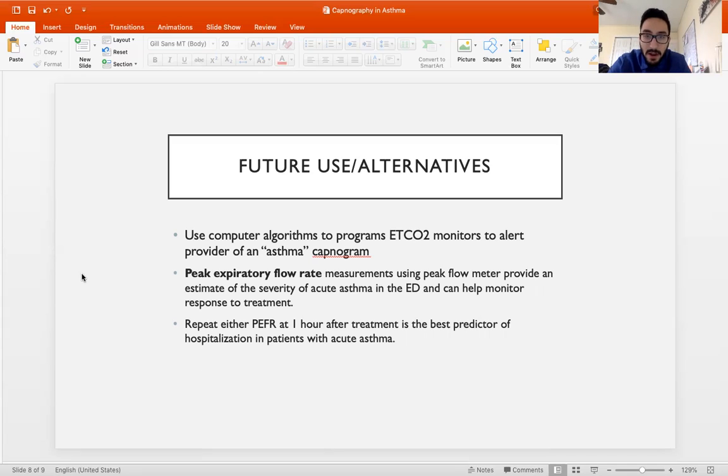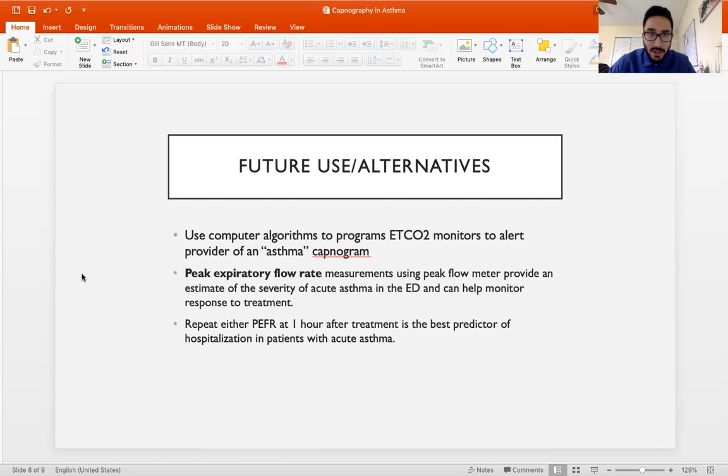But essentially, right now, I wanted to talk about, okay, if not capnography, then what? Well, the what is peak expiratory flow rate. That's the current gold standard for an asthma exacerbation in the ED. It can give an indicator of airway obstruction. It's simple to use. It's non-invasive. It's inexpensive. It can help estimate the severity of acute asthma in the ED, as well as help to monitor treatment response. It does have some limitations in that you need patient cooperation.